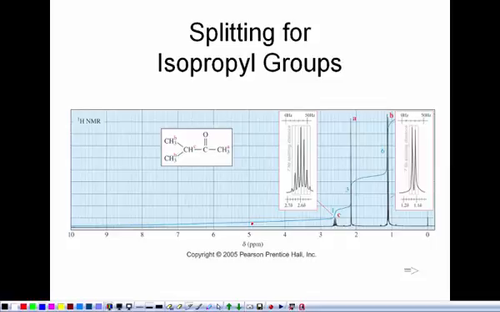Now, there's one big exception to predicting the rules, and that is an isopropyl group. In an isopropyl group, and this is an example, but I'm going to rewrite it, you've got 2 CH3s and the CH. Now, if I would ask you, how many sets of hydrogens are equivalent in an isopropyl group, are the 2 methyl groups equivalent to each other?